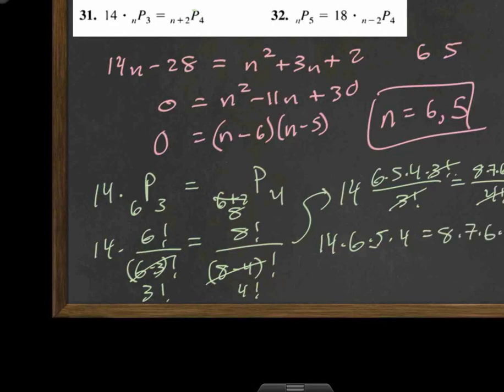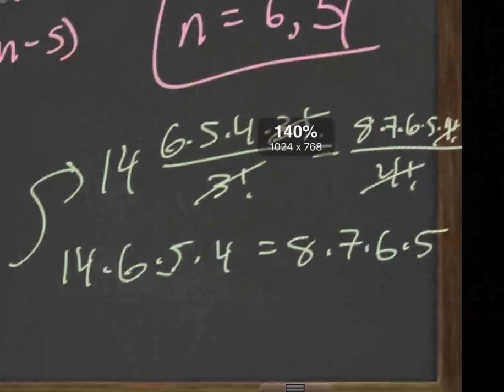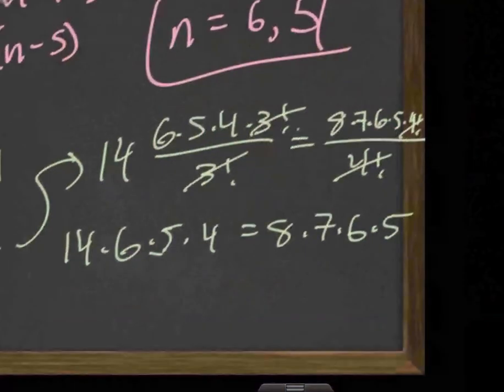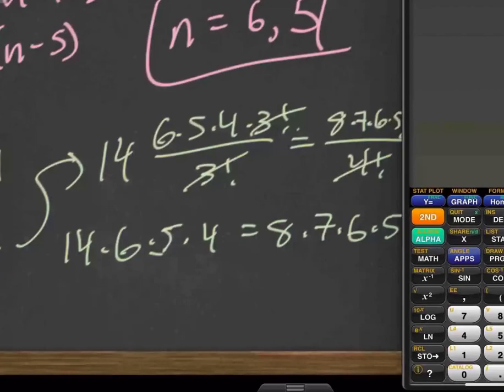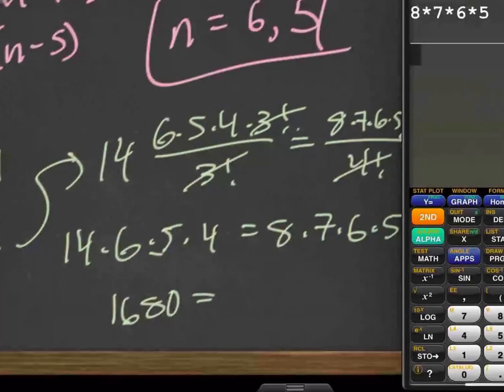So does that side equal that side? Okay, I'm going to use a calculator for this. I don't want to multiply all that stuff out. Where are you, calculator? There you are. Look how pretty you are. 14 times 6 times 5 times 4. We get 1,680. And on the other side, we have 8 times 7 times 6 times 5. Ooh, look at that. It works.